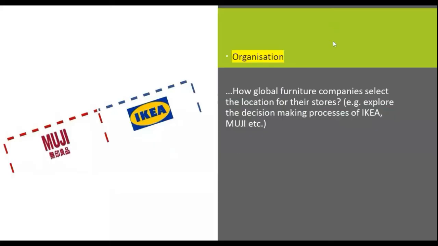First, a case can be any organization. I include a hypothetical question to help you understand how this case study can be conducted. For example, for an organization as a case, the question can be something like this: how do global furniture companies select the location for their stores? In this question, you want to know how these companies select their location. For example, you can explore the decision-making process of IKEA and Muji. So in this case, IKEA and Muji are the case. This is the first type of case.